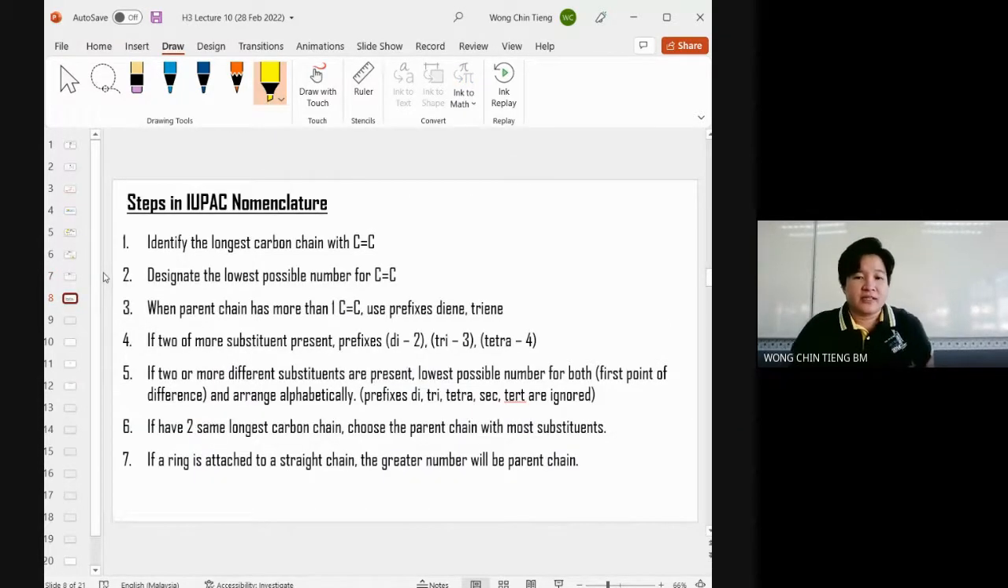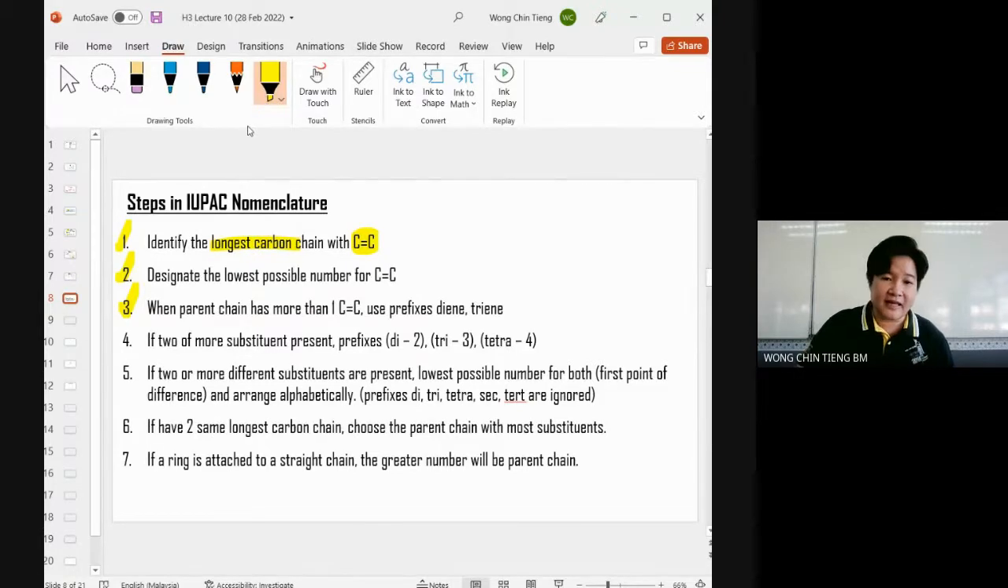The rest of the rules adalah sama. Semua rules adalah sama kecuali 3 ni. Kecuali 3 ni. The longest carbon chain must come with your C double bond C. That is the first one. The second, the lowest possible number must be given to the C double bond C first, seperti yang saya cakap.